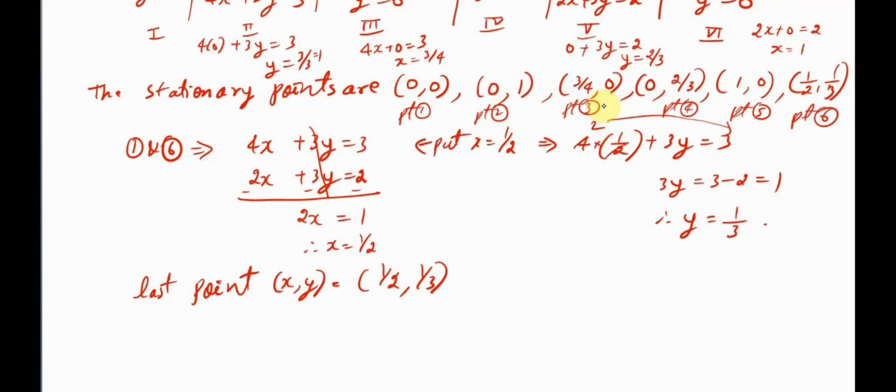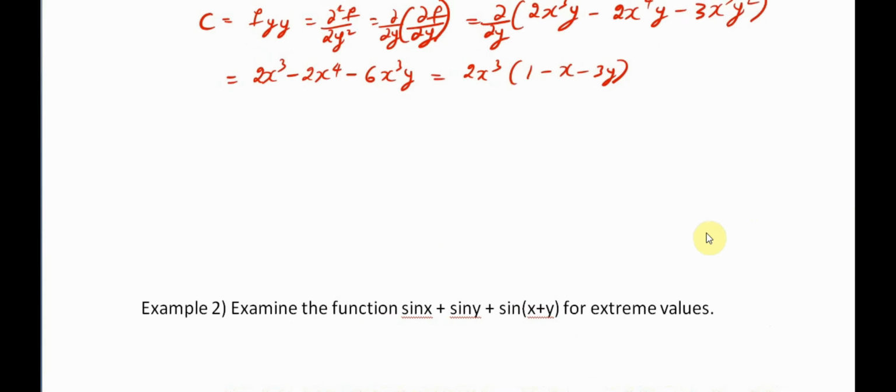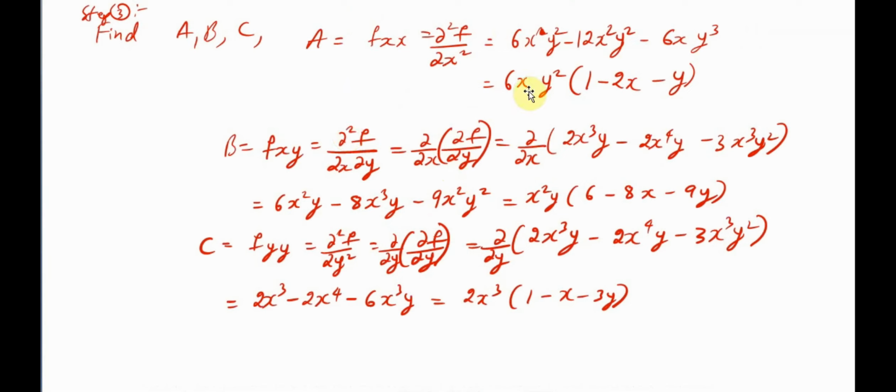Again x is 3 by 4, y is 0, again all of A, B, C will become 0. Again if you take point 4, x is 0, y is 2 by 3, all the 3 will become 0. Again if you take point 5, x is 1, y is 0, all the 3 will become 0. Only point 6 remains as it is. So why does it remain, friends? Very easily we can see that in each of A, B, C we have x and y: in one we have x into y square, here we have x square y, and here we have x cube.